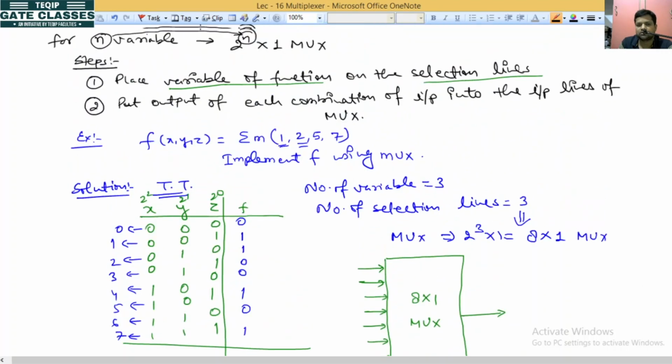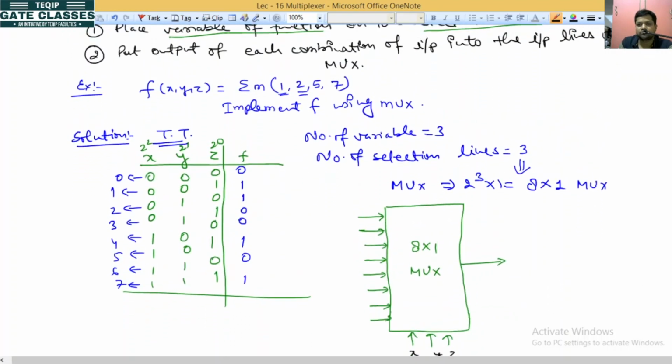Now the second point is to put the output of each combination of input into the input lines of the mux. So the output is this one, so place 0 here, then 1 1 0 0 1 0 1.